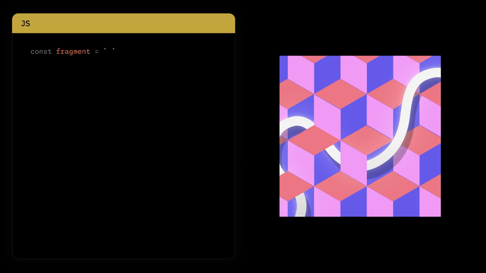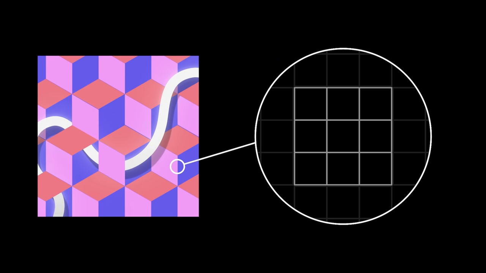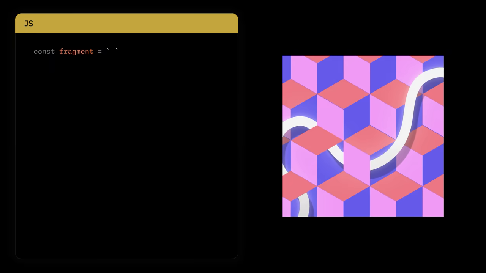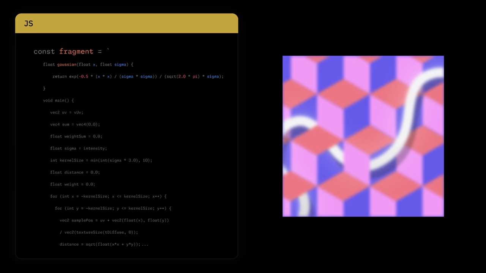But now, imagine this image is filled with these small checkerboards, aka kernels. If you want to blur the image, you need to figure out which pixels on this kernel are more important than the others, which is basically what the Gaussian formula does. We can turn this formula into code and write a bunch more code to calculate the blur.